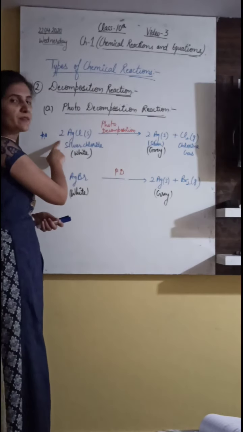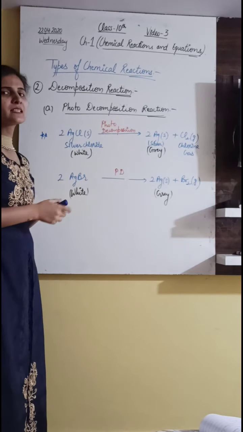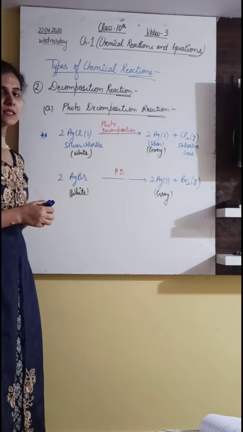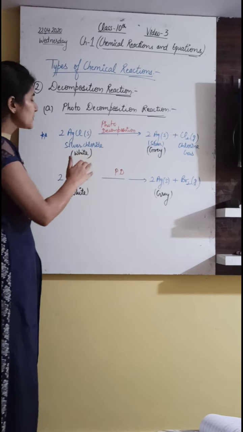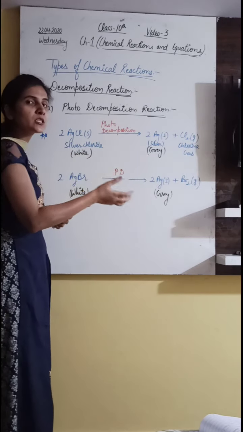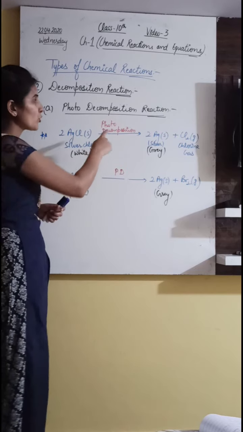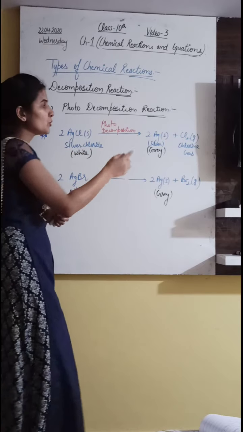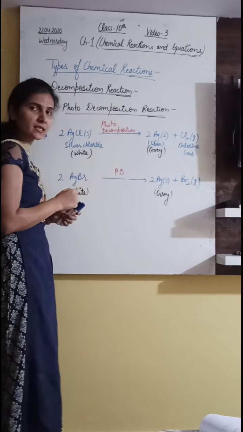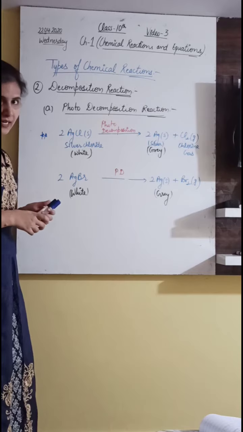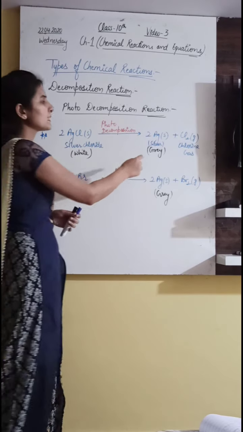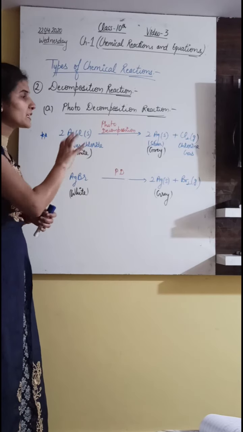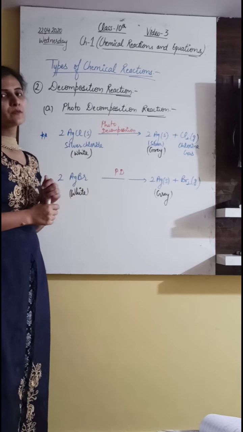Silver chloride, when we keep it as it is in the sunlight, means I filled silver chloride in a bottle and kept the bottle in the sunlight, then what will happen? After some time, decomposition in the presence of light, means photodecomposition, takes place, and this silver chloride will split up into silver and chlorine gas. Silver chloride initially was white in color, but after some time we will see that a blackish grayish color is formed. That means silver is formed now.